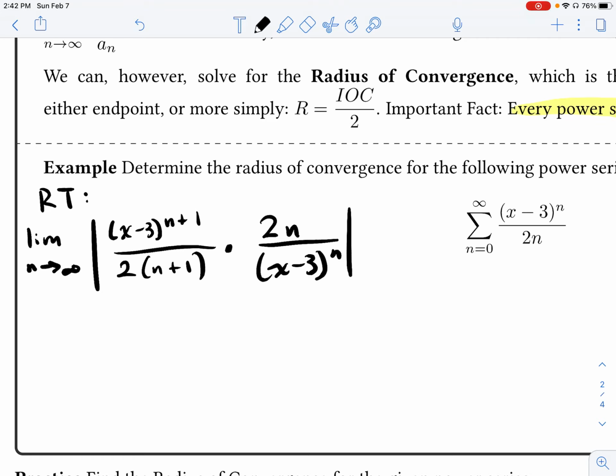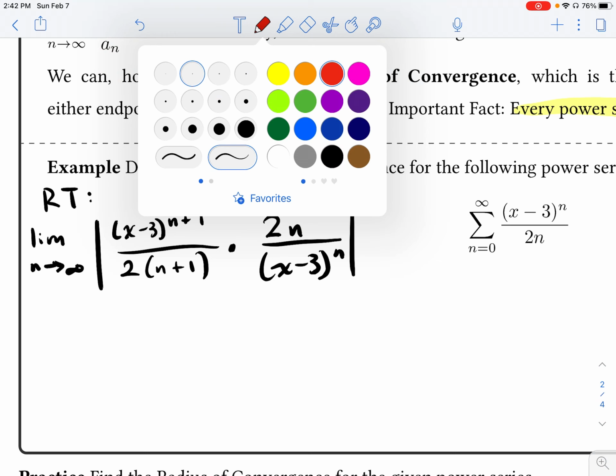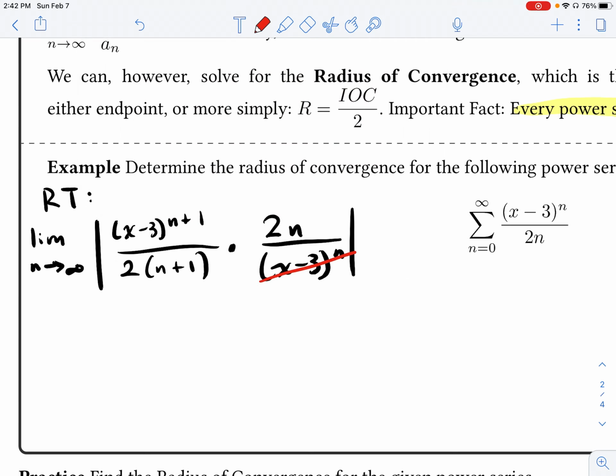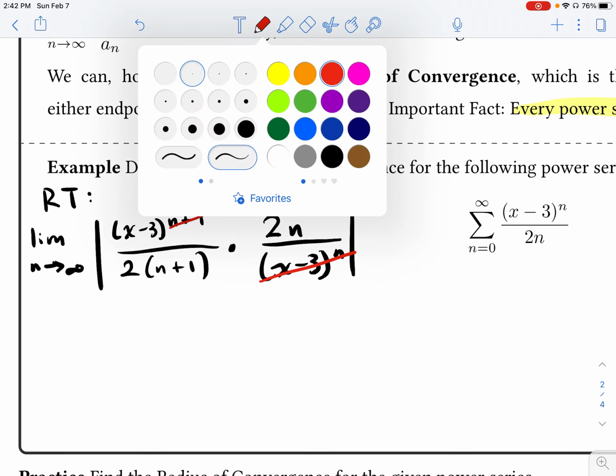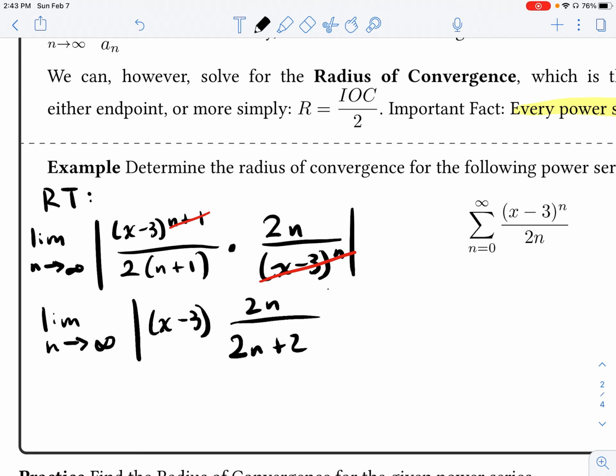So we know that the x minus 3 to the n plus 1 is 1 degree higher than what we have in the denominator here. So we can clean that up by dividing this into all of this. And all that would be left over is x minus 3. So I'm going to rewrite this, and I'm going to say the limit as n approaches infinity of the absolute value of, sorry, I'm going to write this as x minus 3 times 2n over 2n plus 2.